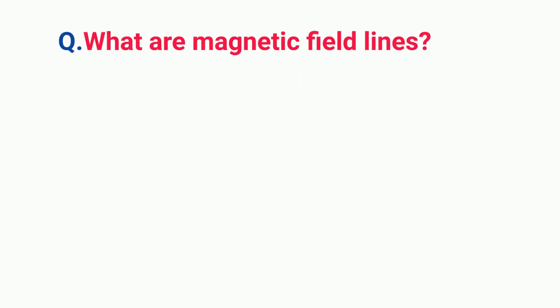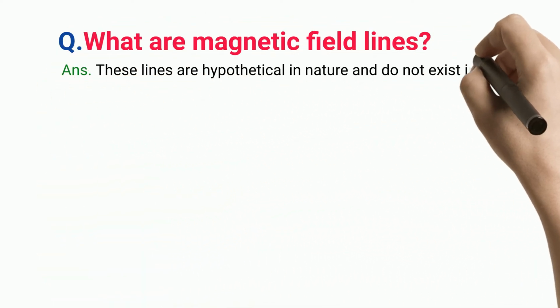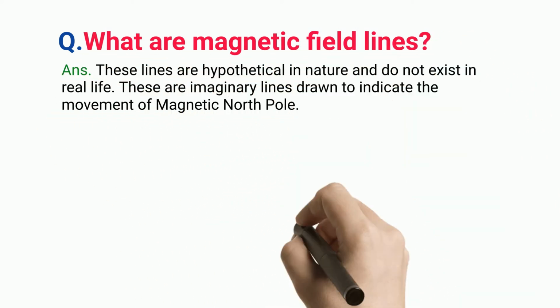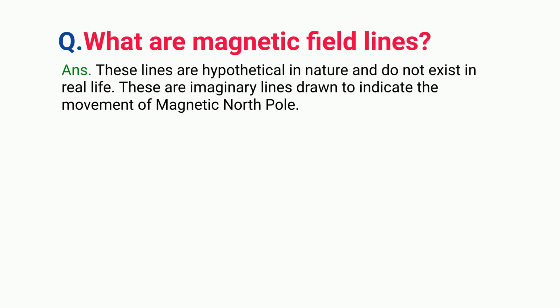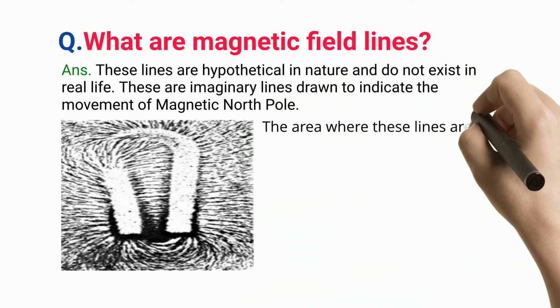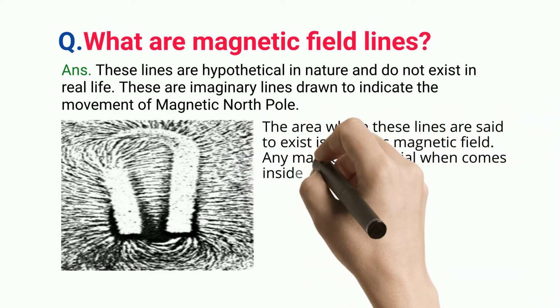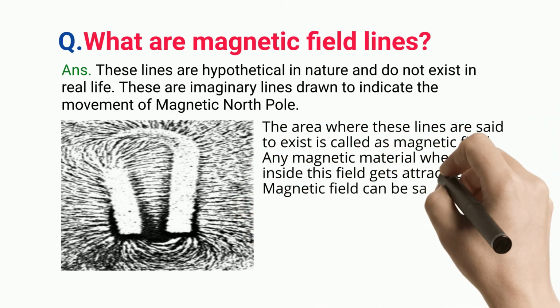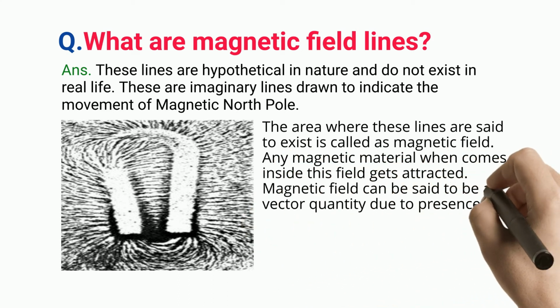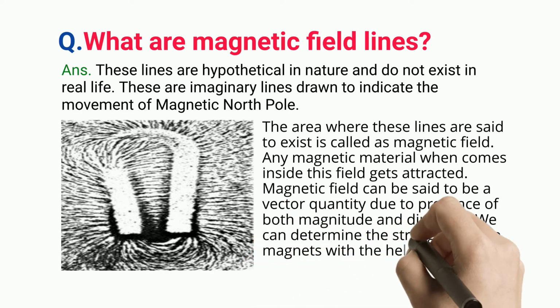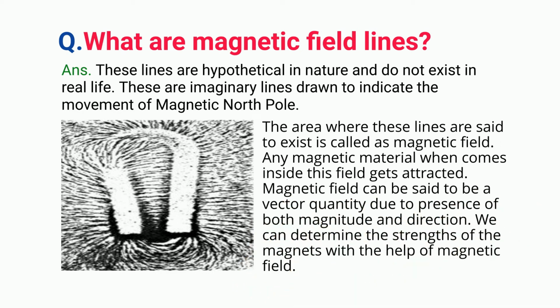What are magnetic field lines? These lines are hypothetical in nature and do not exist in real life. These are imaginary lines drawn to indicate the movement of the magnetic north pole. The area where these lines are said to exist is called the magnetic field. Any magnetic material that comes inside this field gets attracted. The magnetic field can be said to be a vector quantity due to the presence of both magnitude and direction. We can determine the strengths of the magnets with the help of the magnetic field.